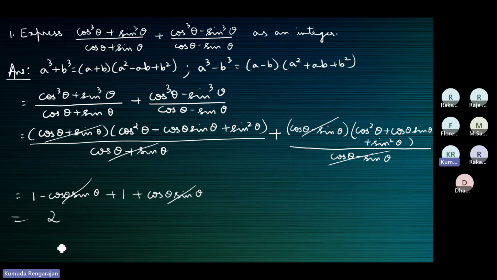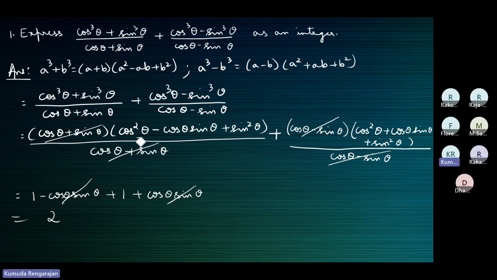And the other numerator, cos cubed theta minus sin cube theta, using the identity a cubed minus b cubed, is a minus b into a square plus ab plus b square. So cos theta minus sin theta into cos square theta plus cos theta sin theta plus sin square theta. Now you can see that the denominator is cos theta plus sin theta, and in the numerator also we have the same expression, so they get cancelled. And here also cos theta minus sin theta in the numerator and denominator gets cancelled.